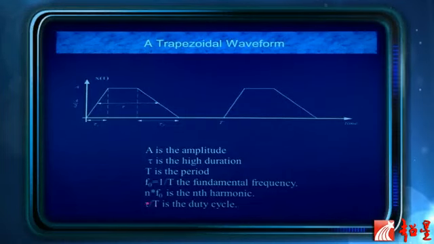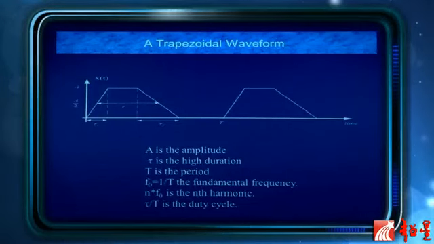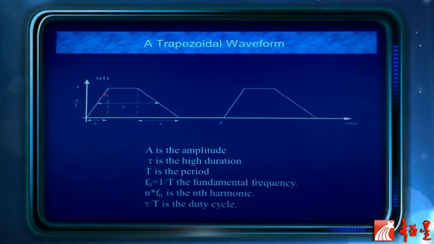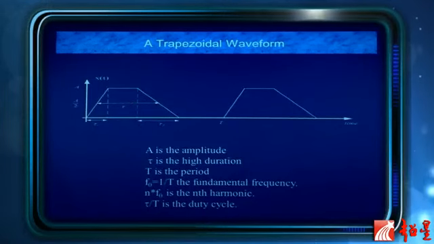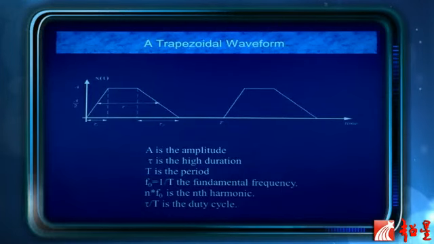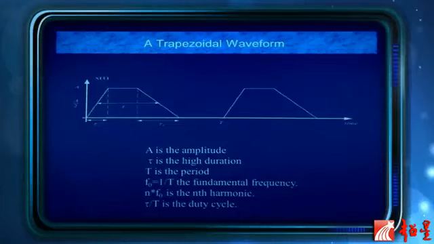And then tau over T is defined as the duty cycle, or the percentage of the time when the pulse is high, okay? So tau over T is defined as the duty cycle. So this is the signal. This is the signal we want to transmit from the sender to the receiver, okay?